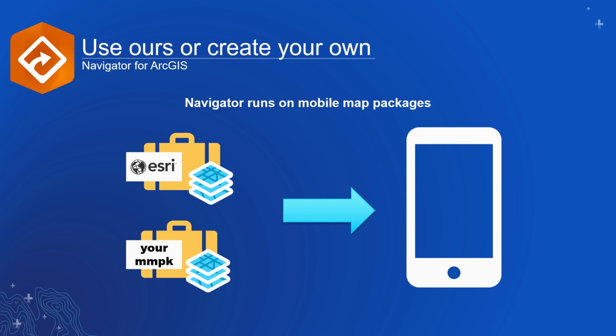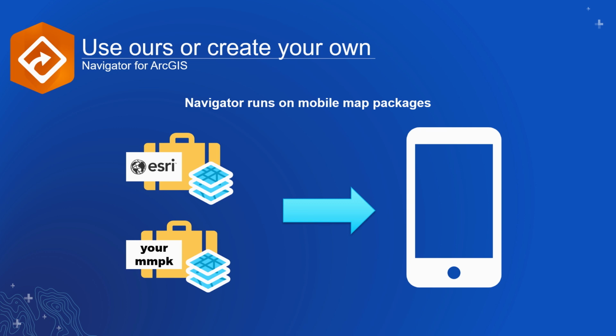There are two ways that you can get mobile map packages that work with Navigator. The first is that Esri creates and provides a list of common global coverage. We make those available as part of a Navigator license. That covers most of the globe. I've got a slide here in a minute that shows the exact level of coverage. But Esri provides those, we make them.